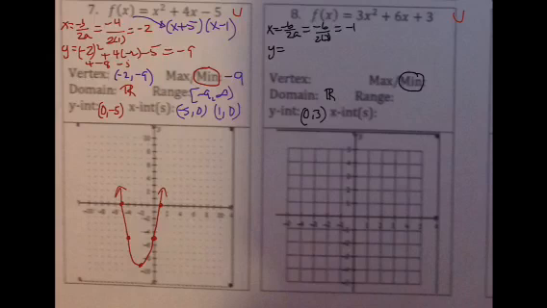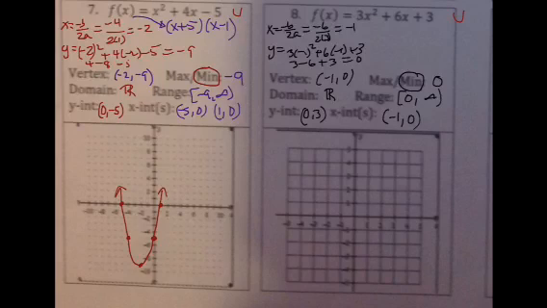And so y equals 3 times negative 1 squared plus 6 times negative 1 plus 3. So negative 1 squared is 1 times 3 is 3. And then this gives me negative 6. And then this gives me plus 3. So 6 minus 6 is 0. So I have negative 1, 0 as my vertex. And notice negative 1, 0 is on the x-axis, so that makes that the x-intercept, and there's only one. Okay? The minimum value is 0, and the range is from 0 to infinity.